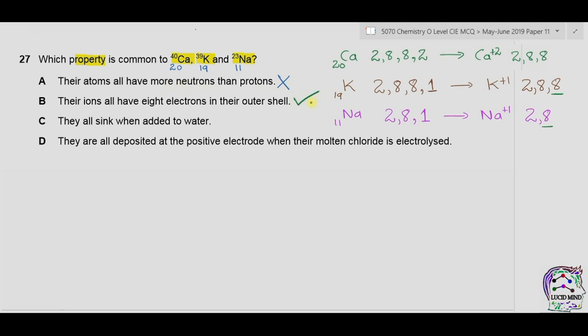C, they all sink when added to water. This is incorrect because they float when they are added to water. D, they are all deposited at the positive electrode when their molten chloride is electrolyzed. As these are all metals, they form cations, and cations move towards the negative electrode, which is the cathode, so this statement is wrong. The correct answer is therefore B.